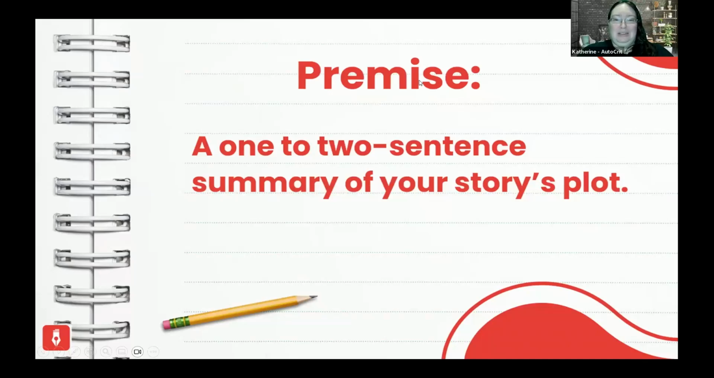The first thing we need to pin down is our premise. What is a premise? And don't worry, nonfiction folks, we have slides for you in this round of AutoCrit 101, so don't go anywhere. Fiction folks, we're looking for a premise. A premise should be a 1 or 2 sentence summary of your story's primary plot. Give us a nutshell version.